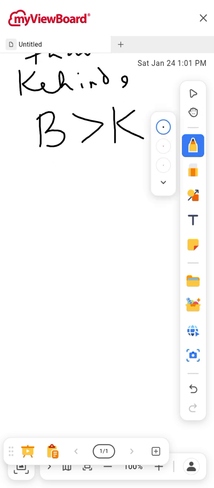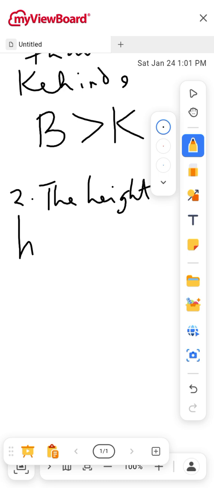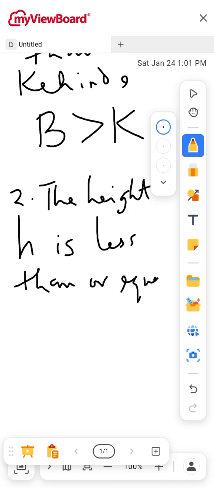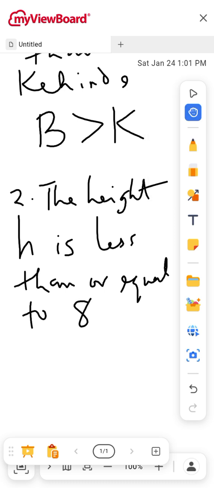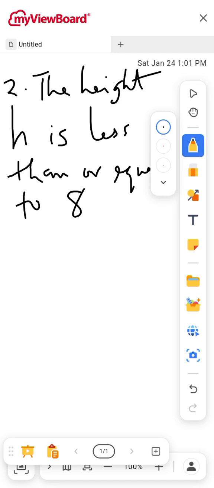If I have the height H, and the height H is less than or equal to 8, how do I represent this? Height h is less than or equal to 8. You have just succeeded in representing this sentence in a mathematical expression.